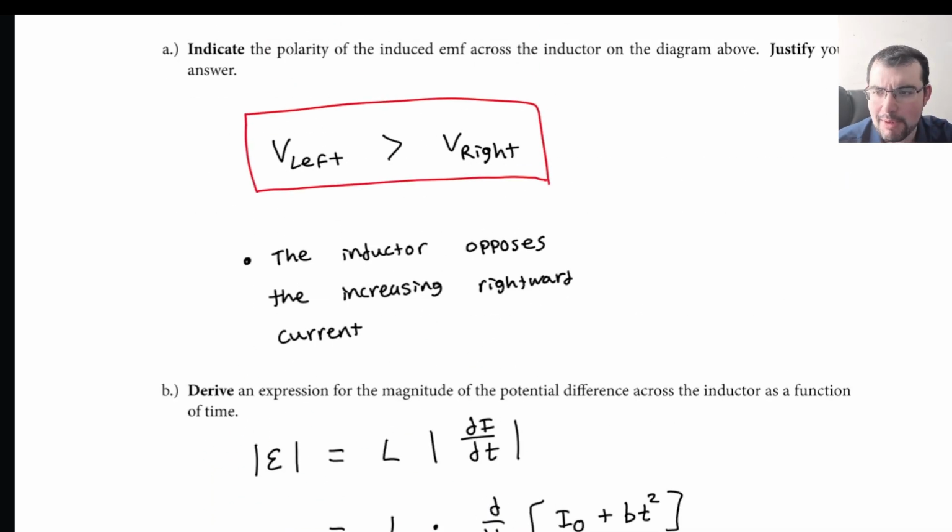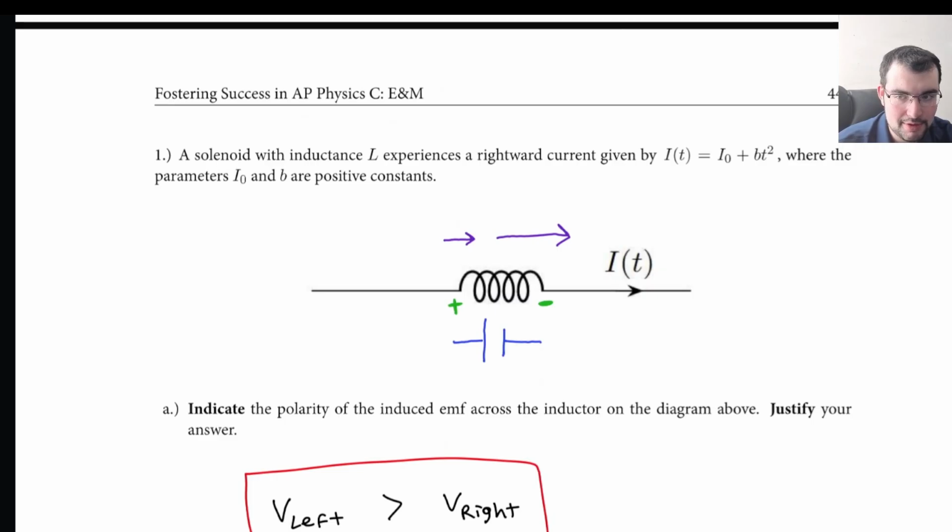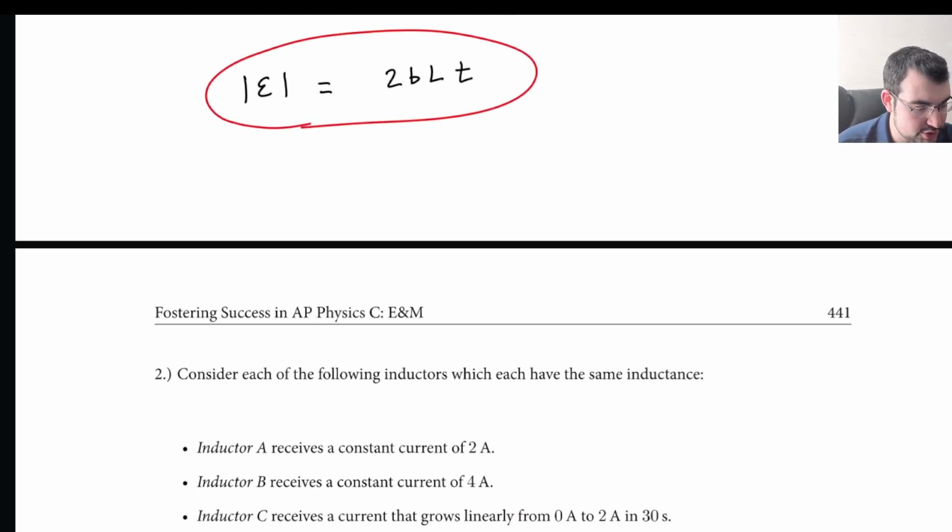So we can see the EMF across the inductor starts opposing more and more and more, because you're not just ramping the current up slowly, it's actually increasing at an increasing rate. So the inductor is becoming more and more angry as you change that current.